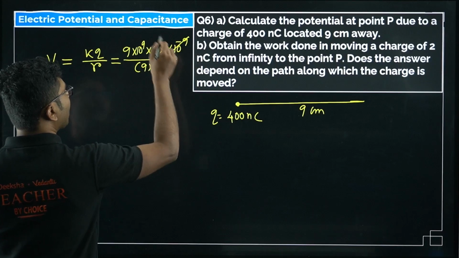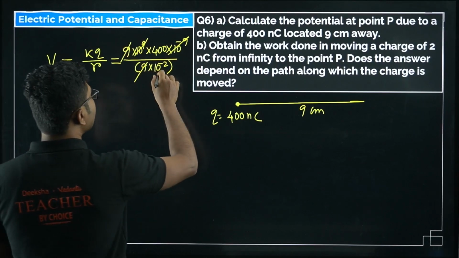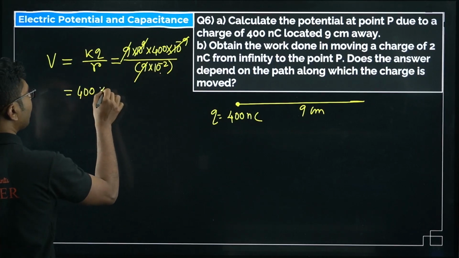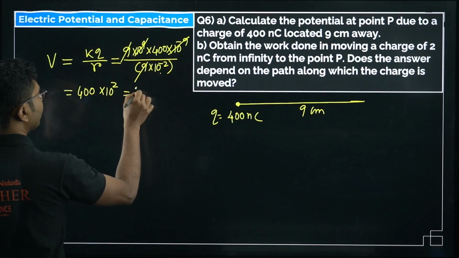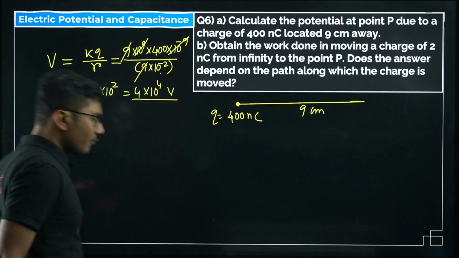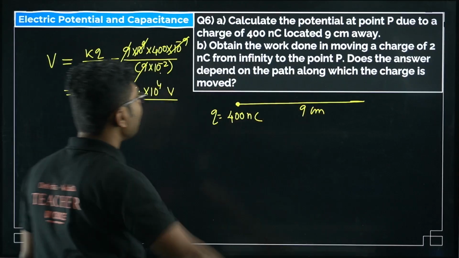Okay, 10 to the power of minus 9, 10 to the power of 9 cancelled, 9 cancelled. This goes up, it will become 400 into 10 to the power of 2, that is 4 into 10 to the power of 4 volt. Okay, 4 into 10 to the power of 4 volt is the potential. As simple as that. Very simple question.